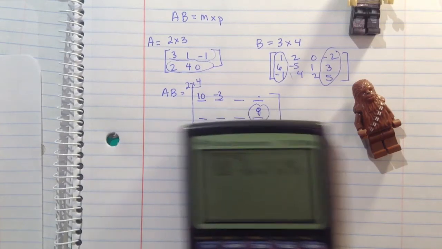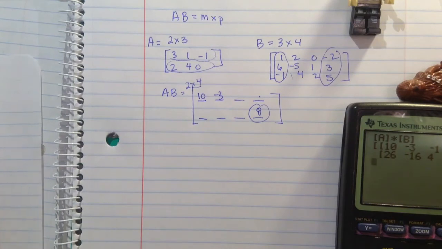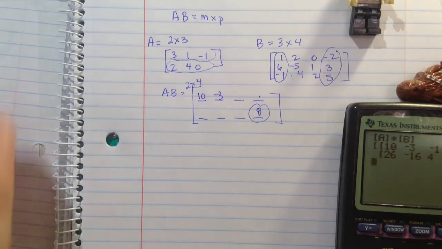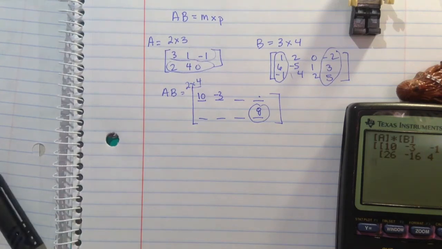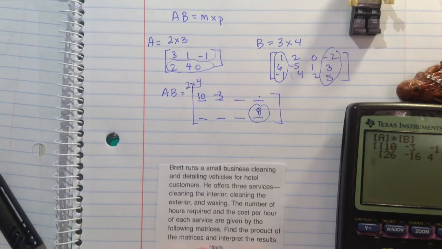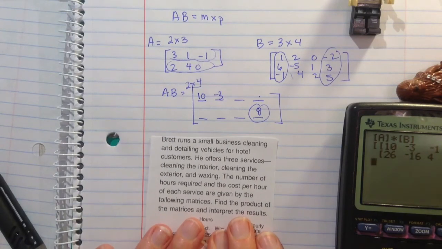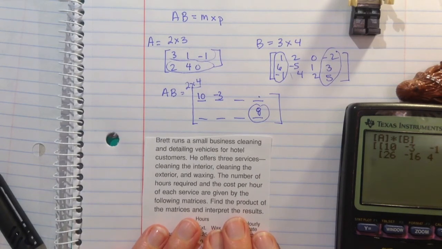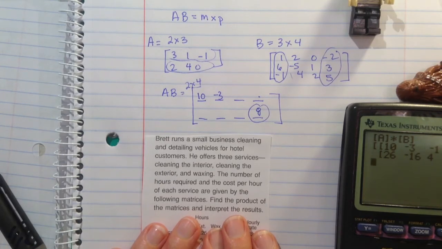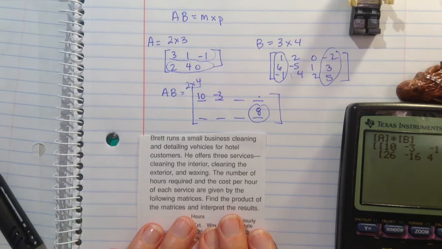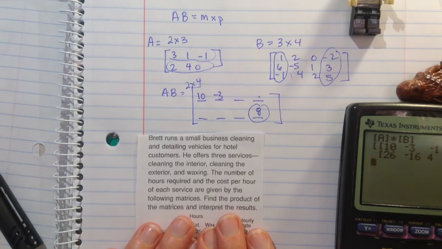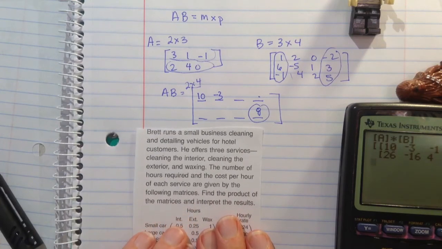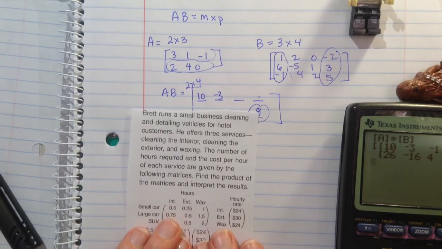Now, one of the reasons we do matrix multiplication is to help us solve some problems. So here's an example of a problem from the book. All right, so here we have Brett runs a small business cleaning and detailing vehicles for hotel customers. He offers 3 services: cleaning the interior, cleaning the exterior, and waxing. The number of hours required and the cost per hour of each service are given by the following matrices. Find the product of the matrices and interpret the results.